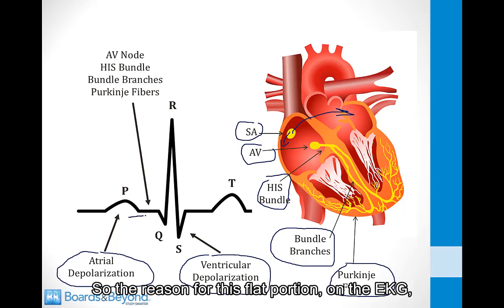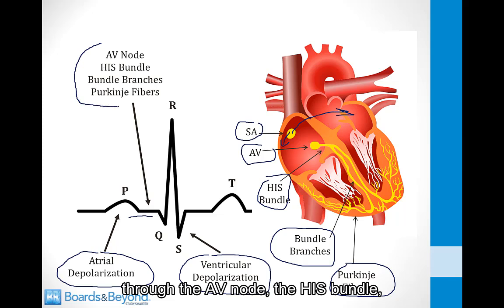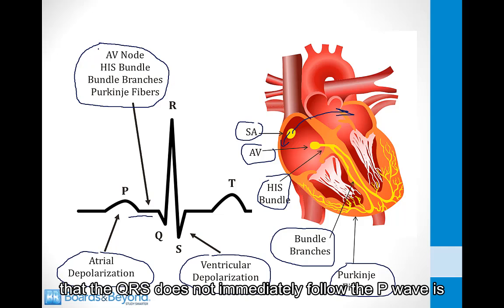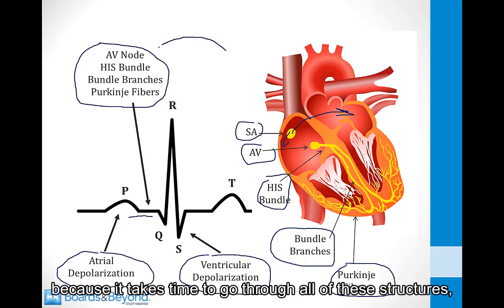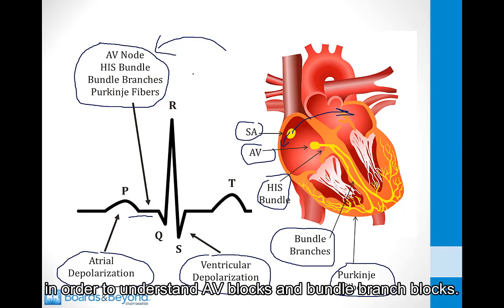So the reason for this flat portion on the EKG is that electrical activity must pass through the AV node, the His bundle, the bundle branches, and the Purkinje fibers before the ventricles can depolarize. In other words, the reason that the QRS does not immediately follow the P wave is because it takes time to go through all of these structures. And it's very important that you understand that in order to understand AV blocks and bundle branch blocks.